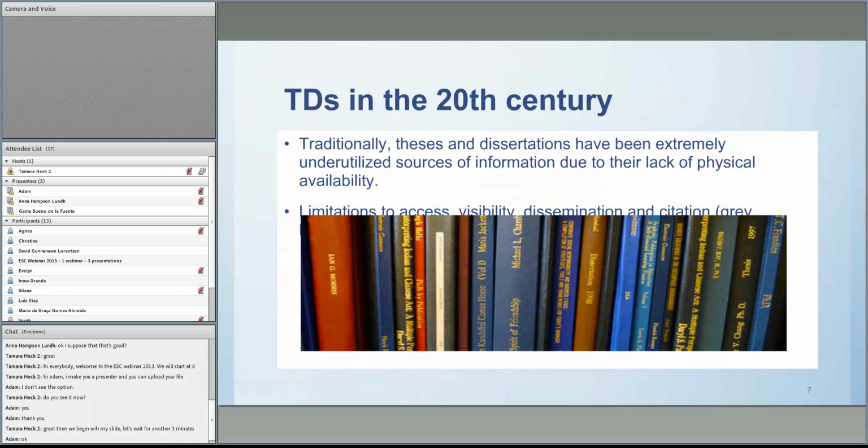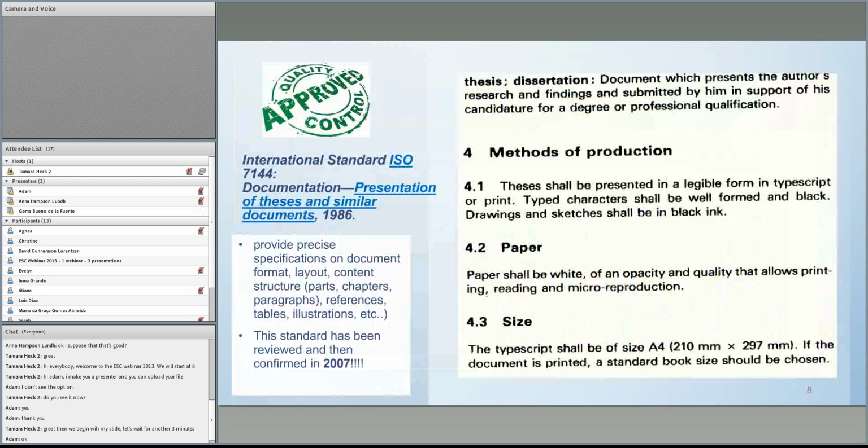So, how were the thesis and dissertations in the 20th century? Okay, this is common knowledge for you. They were underutilized sources. They were paper. They were at the libraries. They had limited access, so limited visibility, dissemination, and so on. But we think we have changed, but many other things haven't changed.